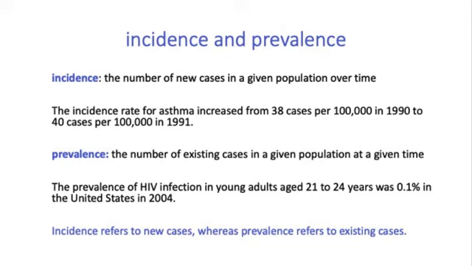Incidence refers to new cases, whereas prevalence refers to existing cases. Also, period prevalence is the number of existing cases during a particular period of time, whereas point prevalence is the number of existing cases on a particular date.